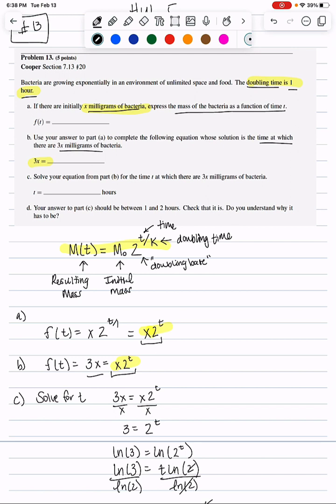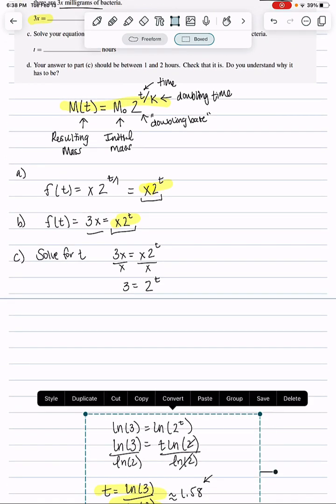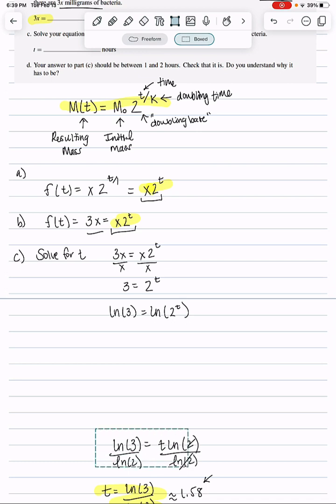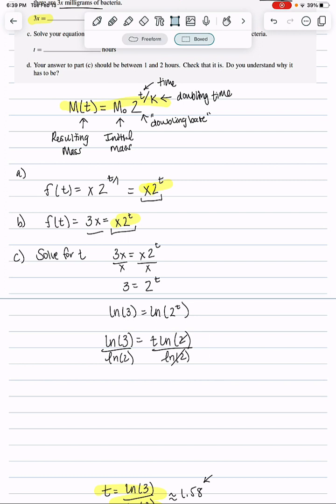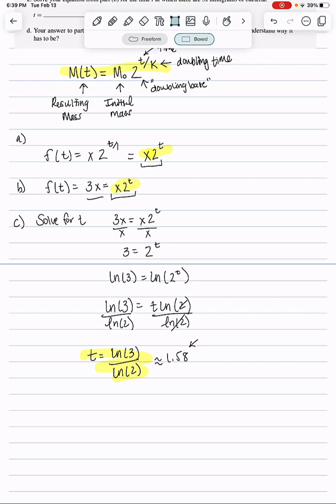And so we set 3x equal to x times 2 to the t. So I just divide both sides by x here. Alright, so I divide both sides by x. I get 3 is equal to 2 to the t. And then now I want to get the t out from the exponent. And so I go ahead and take the natural log of both sides. And so I could use my log rules to get the t out in front. So I have natural log of 3 is equal to t times natural log of 2. Now I want to get t by itself, so I divide both sides by natural log of 2. And then I get t is equal to natural log of 3 divided by natural log of 2.